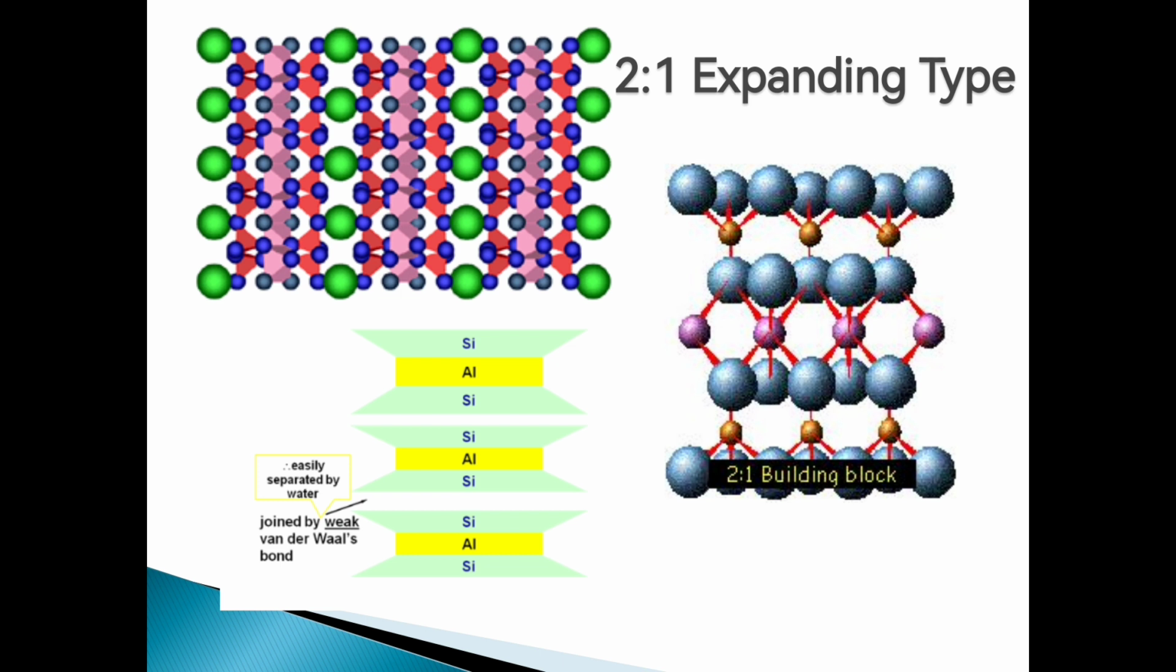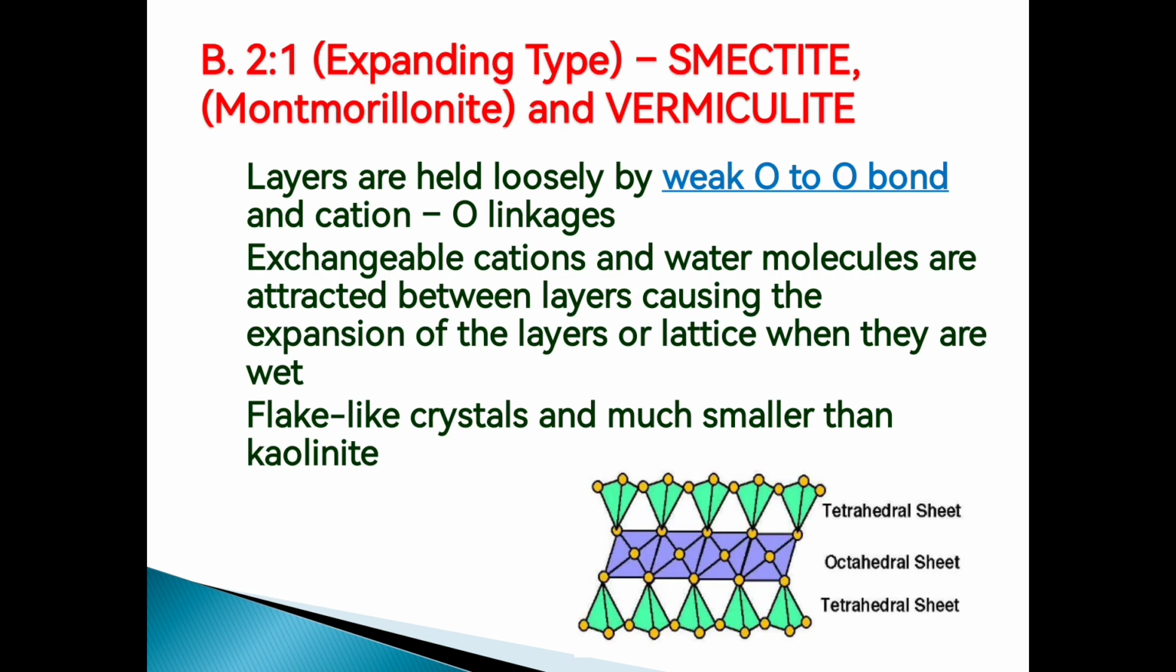Because of the bond that is weak, some cations can be replaced. So there will be isomorphous substitution that is going to happen. The layers are held loosely by weak oxygen to oxygen bonds and cation linkages. And because of that, exchangeable cations and water molecules are attracted between layers, causing the expansion of the layers or lattice when they are wet. The plate-like crystals are much smaller than kaolinite.